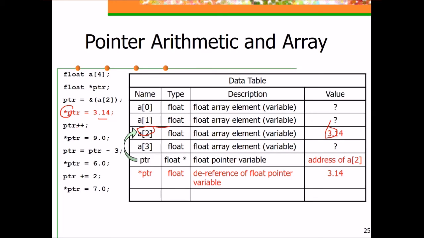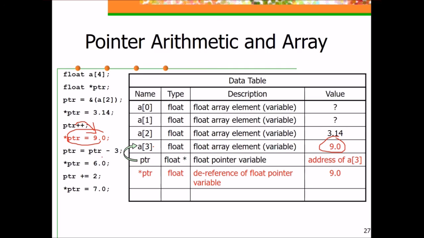What about ptr++? Because ptr is holding the address of a[2], once you add 1, you will go to a[3]. Just plus 1 means you are going to a[3]. What about *ptr = 9? Now you have gone to the next location, and you are assigning 9 to *ptr. What was the next location of a[2]? It was a[3], and we have assigned 9 to a[3]. So now a[3] will have a value of 9.